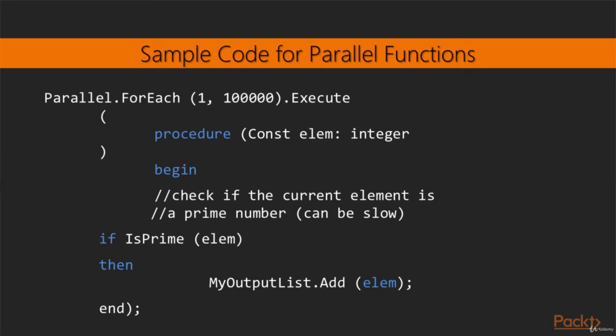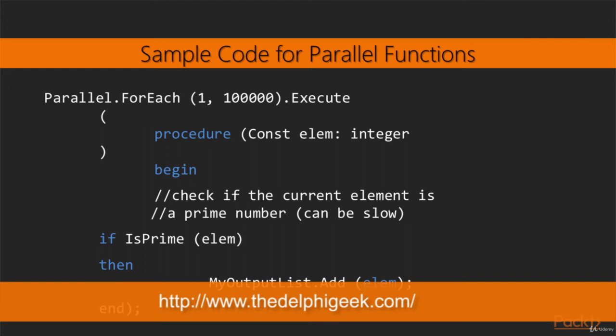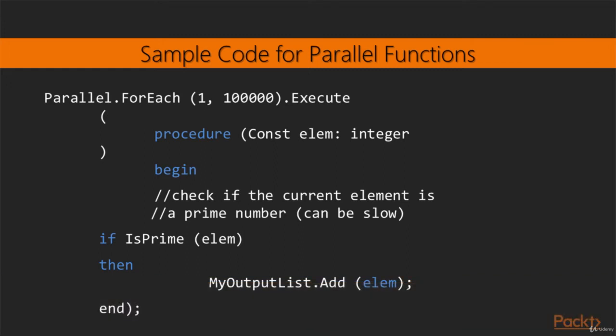A good sample of what can be done using functional programming is the parallel extension of the good OmniThread library, a nice library to simplify multi-threading programming, written by Primoz Gabrijelcic. You can refer to this link. This is a simple code sample that executes a parallel function for defining a simple iteration with an anonymous method and runs it using multiple threads.